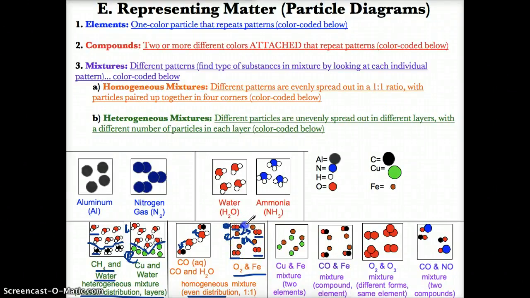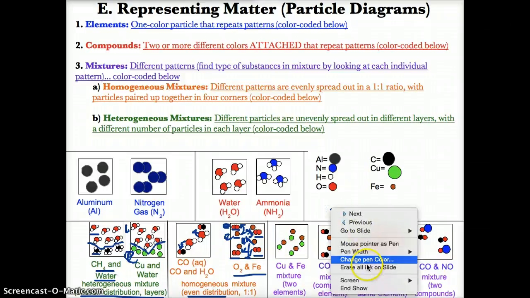Fe pairs up with one red O2 in each of the four corners. Since it's evenly spread out in a 1-to-1 ratio, one brown Fe to one red O2 in each corner, we see that it's a homogeneous mixture because it's spread out evenly.